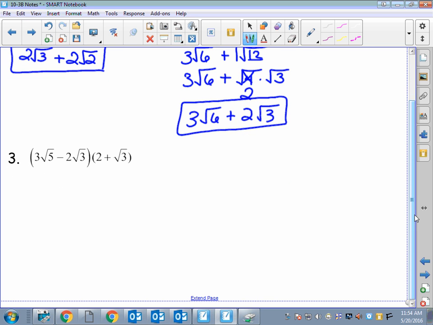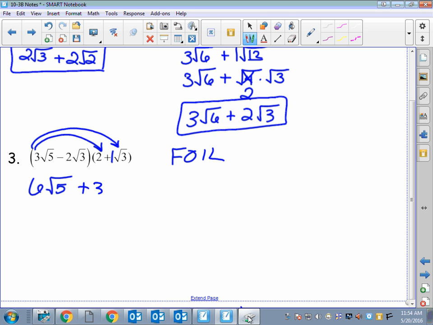All right, this one we're going to FOIL. So just remember, foiling: first, outer, inner, last. You take the first term and multiply by the first term of the other. So you get 6 root 5. Multiply outside terms. So that's going to be the 3 times the 1 out in front, which is 3. And then the root 5 times the root 3, which makes root 15.